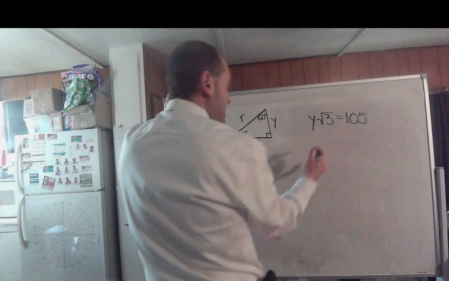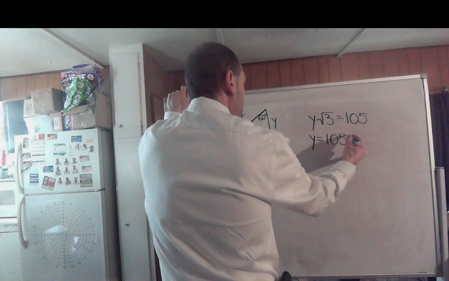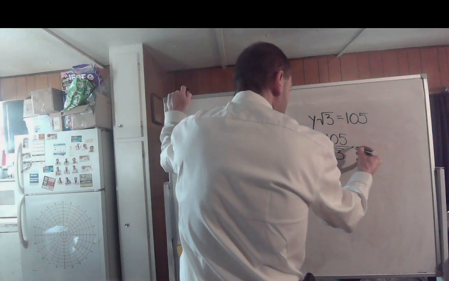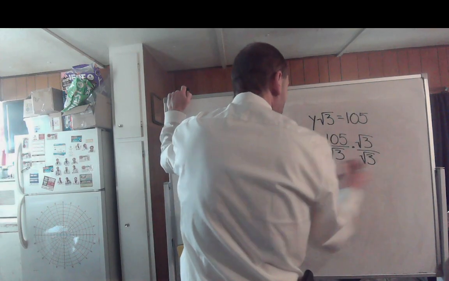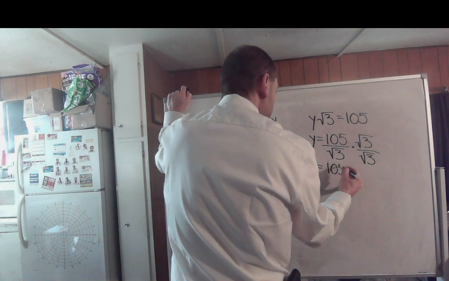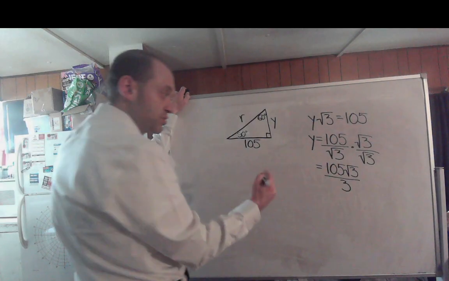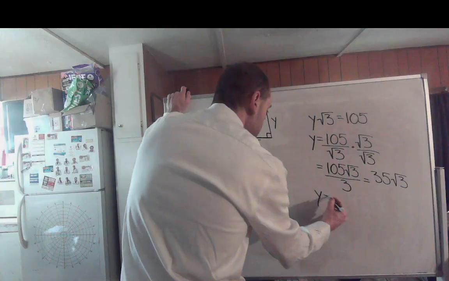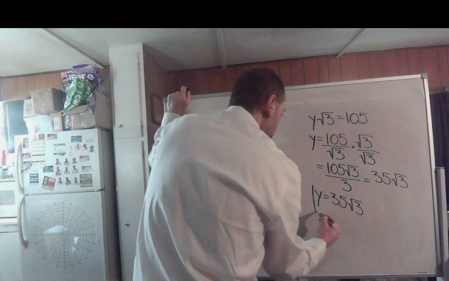Okay, so what does that mean then? That means that y equals 105 all over the square root of 3. But we've got to rationalize the numerator and denominator, which would end up giving you 105 times the square root of 3 all over 3. Well, this would break down into just 35 times the square root of 3. So that means that y has a length of 35 times the square root of 3. That would be your length for y.